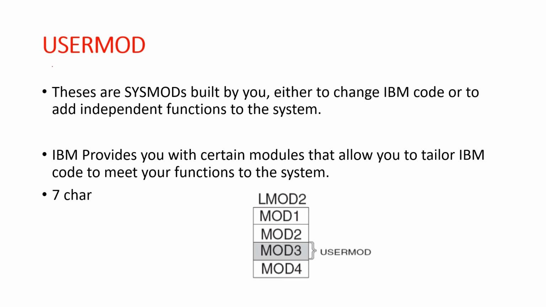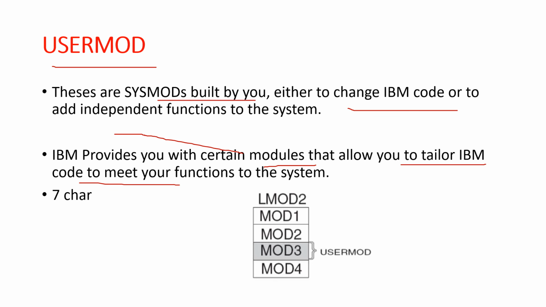So last one is the user mod. These are SysMods built by you either to change IBM code or to add independent functions to the system. IBM provides you with certain modules that allow you to tailor IBM code to meet your functions on the system, and after making the desired change, you can add this module to your system by installing the user SysMod. So in this diagram, mod 3 is the user SysMod, and a user SysMod also has 7 unique characters, or what we call the SysMod ID.